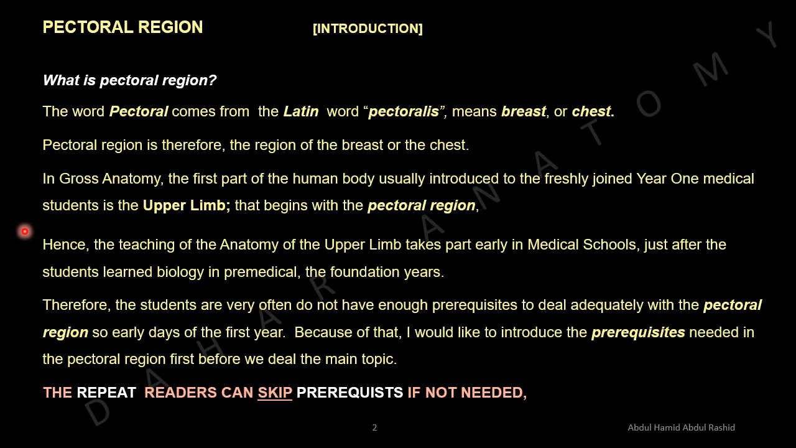Hence, the teaching of the anatomy of the upper limb takes place early in medical schools, just after the students learned biology in the pre-medical foundation years. Therefore, the students very often do not have enough prerequisites to deal adequately with the pectoral region so early in the first year. Because of that, I would like to introduce the prerequisites needed for the pectoral region first, before we deal with the main topic. Repeat readers can skip the prerequisites if not needed.